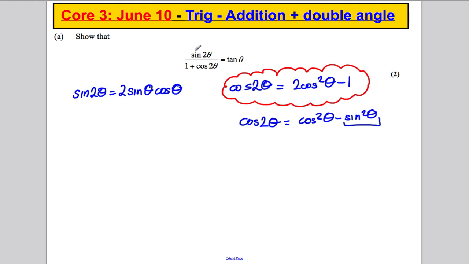you get this. So if we substitute both of those up here, so the left hand side, well, sine 2 theta is 2 sine theta cos theta.